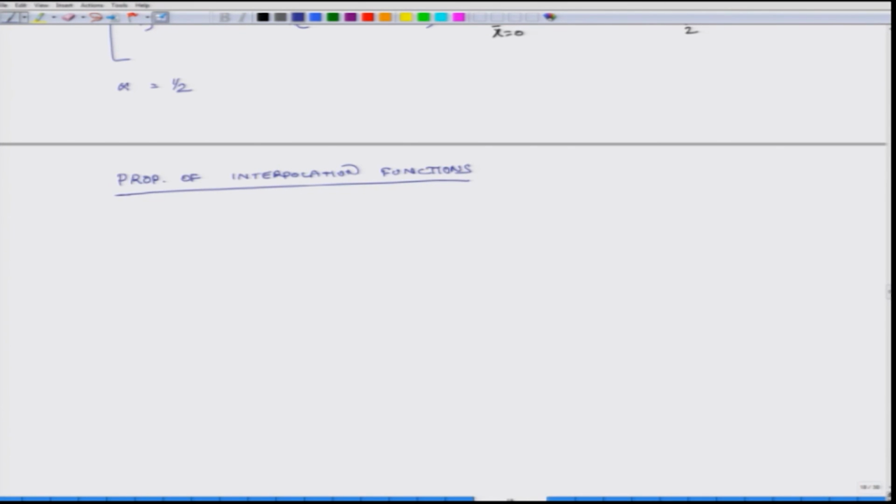The first property is that the value of psi i at the location x_j, the coordinate of the jth node, where this is the ith function, is equal to the Kronecker delta ij, where the Kronecker delta equals 1 if i equals j and it is 0 if i does not equal j. This is an important thing.